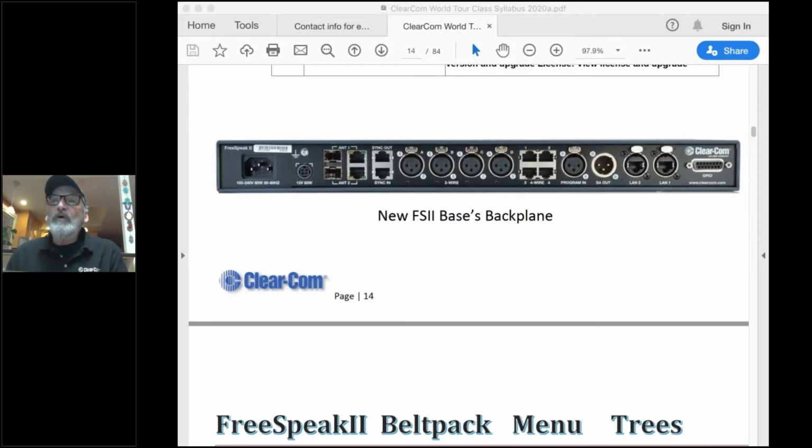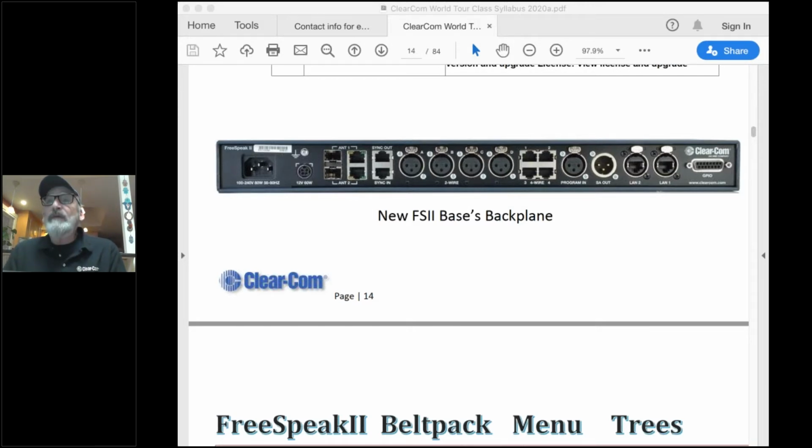Now, in the Clearcom world, typically you only have one channel per XLR, one 2-wire Clearcom channel per XLR. There is a scheme in which you can put two channels on there, but it's not the native scheme. So I would have my A channel and my B channel for my Clearcom, two Clearcom channels.